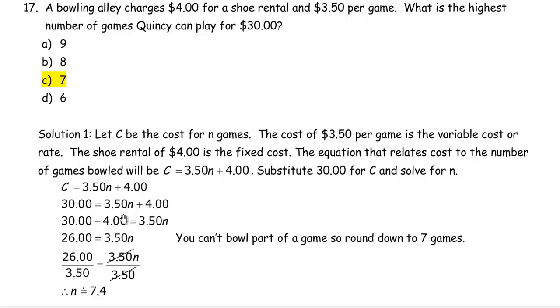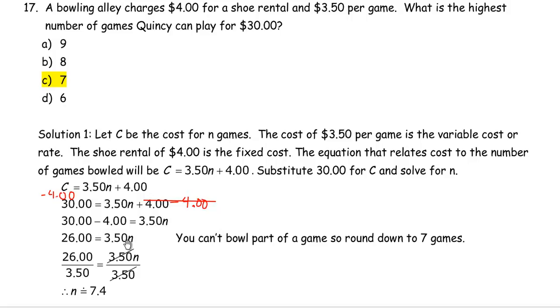The first thing I would do is isolate the 3.50n term. One way to do that is to bring the 4 over and subtract it from the 30. Some people describe it this way: you subtract 4 from both sides. On the right, the 4 minus 4 adds to 0. On the left, 30 minus 4 is 26, leaving just 3.50n on the right. This is $26 on the left now.